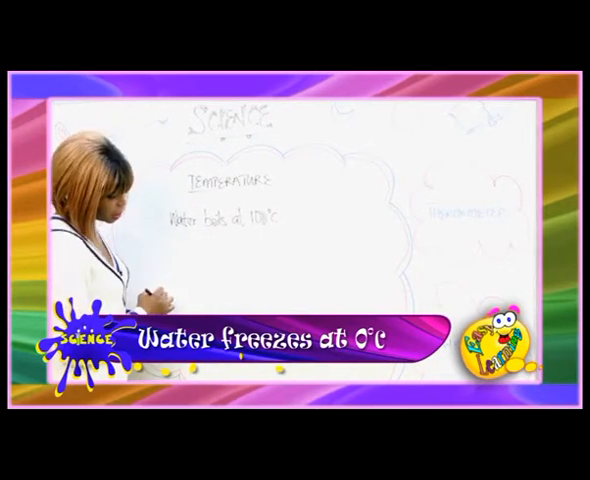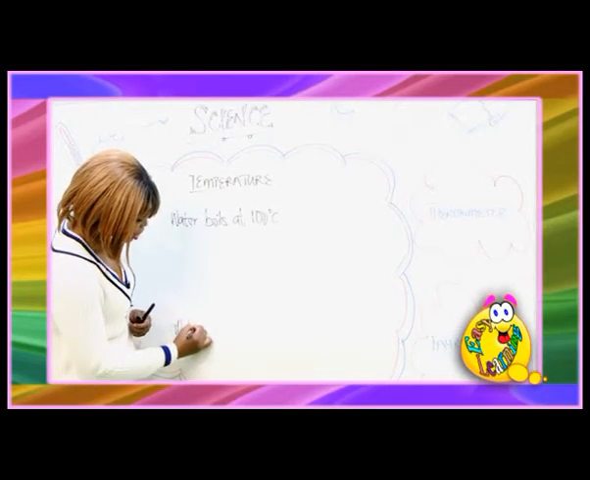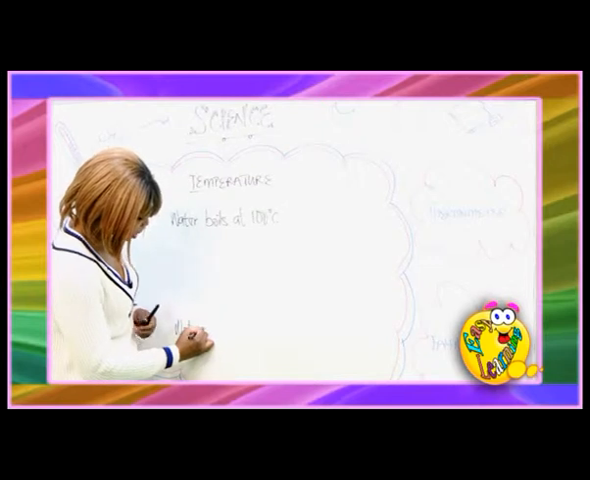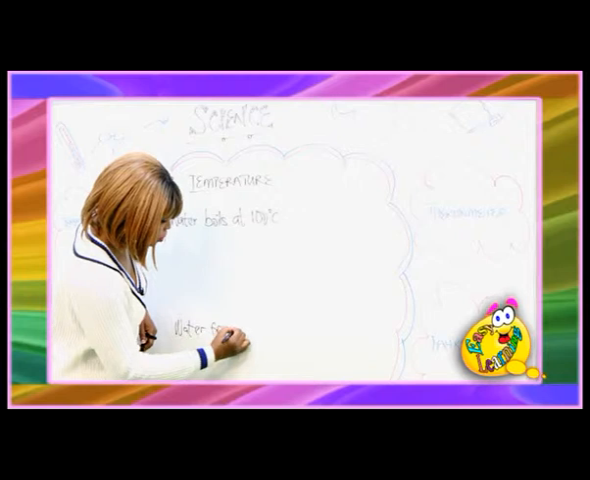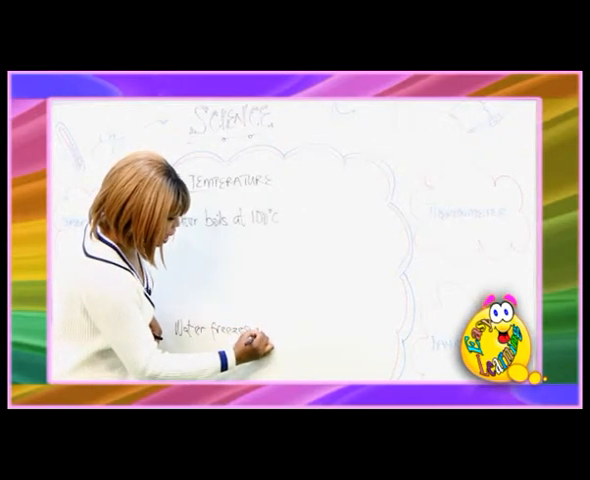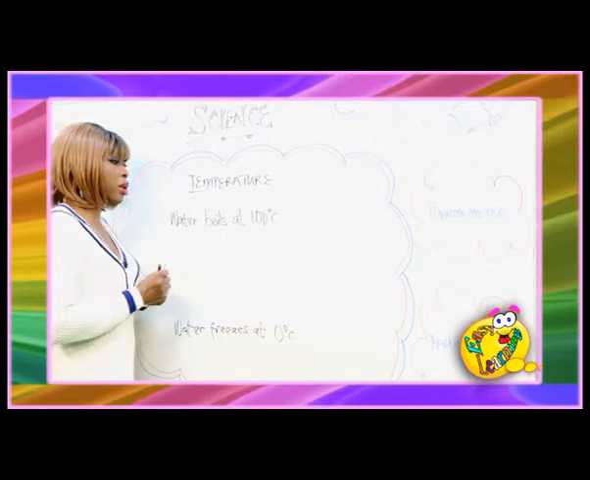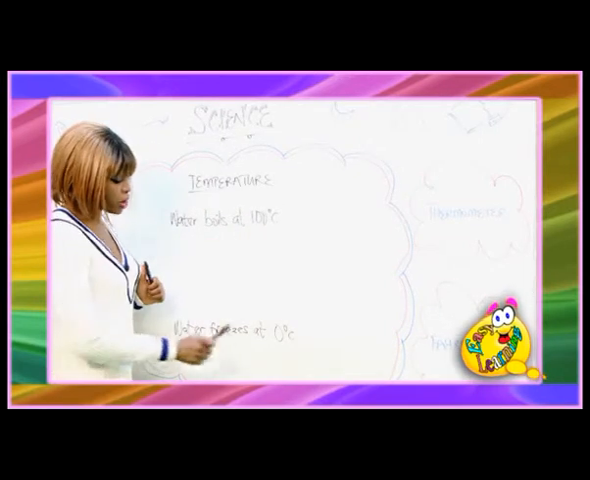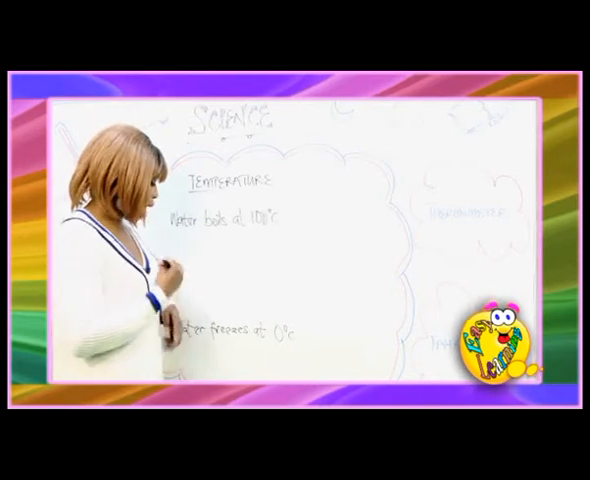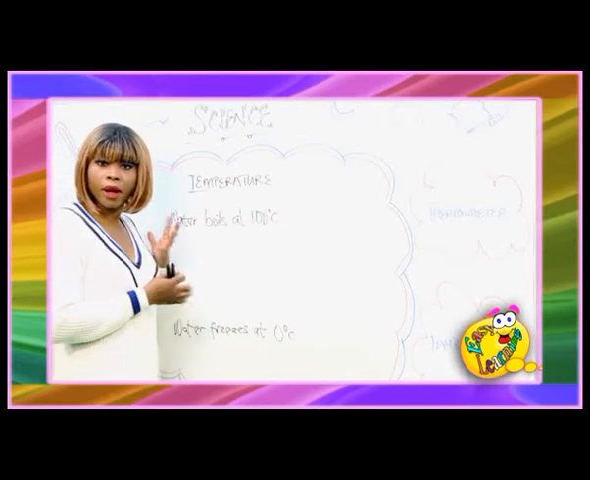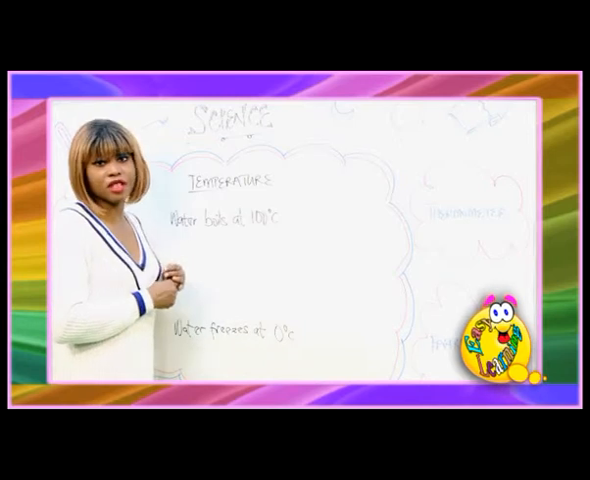Water, and then you're going to see why I'm writing it all the way down there. Water freezes at 0 degrees Celsius. So water boils at 100 degrees Celsius and water freezes at 0 degrees Celsius. Or water gets frozen at 0 degrees Celsius. It becomes a block. Sometimes we call it an ice block. At that point in time, it's frozen.